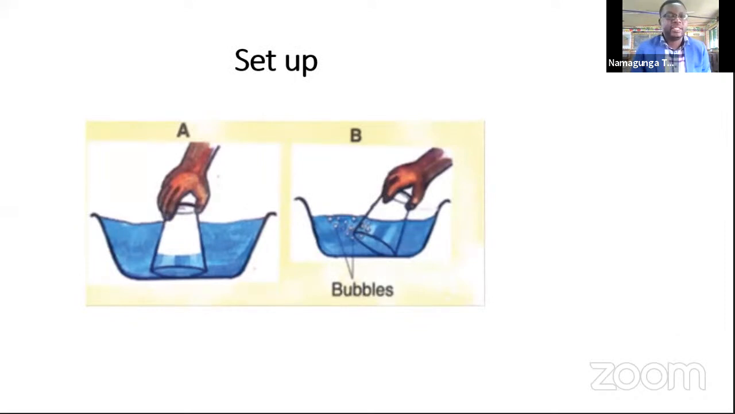When you look at that experiment, you really see that the glass was put inverted, that is upside down. And then when the person in B tried to bend it, we see the air bubbles. We see the air bubbles getting out of the glass. They are not getting out of the water, but they are getting out of the glass, which means that the air which was in the glass was trying to escape, which means that air, as we called it matter, occupies space.